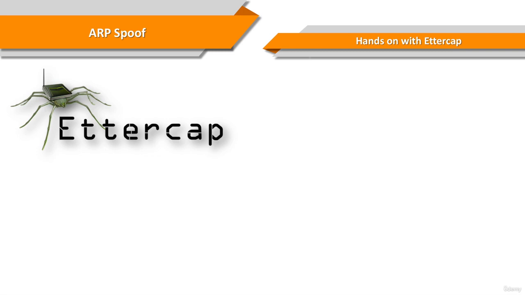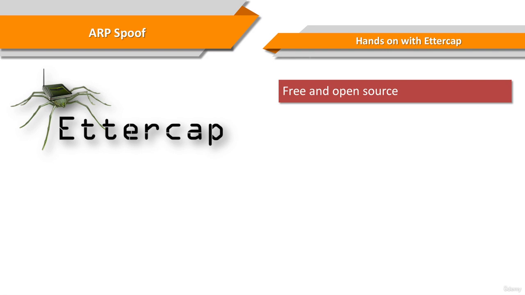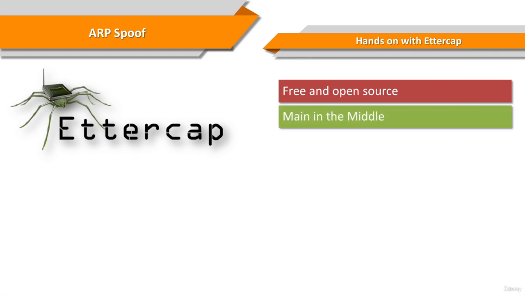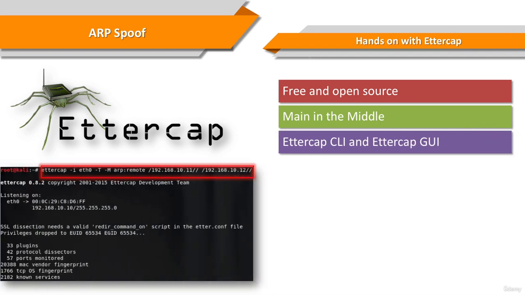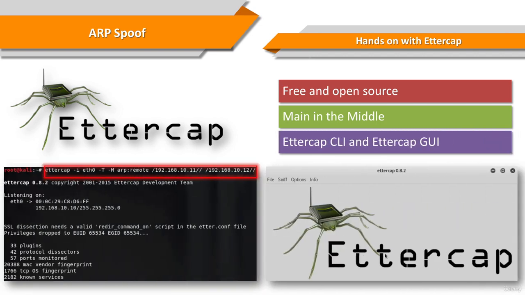Ettercap is a free and open source network security tool for man-in-the-middle attacks on LAN. It works by putting the network interface into promiscuous mode and by ARP poisoning the target machines. Thereby, it can act as a man-in-the-middle and unleash various attacks on the victims. Ettercap has both a command line interface version and a graphical user interface version. Let's see them both in action.